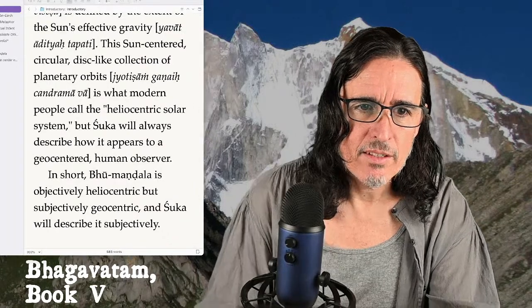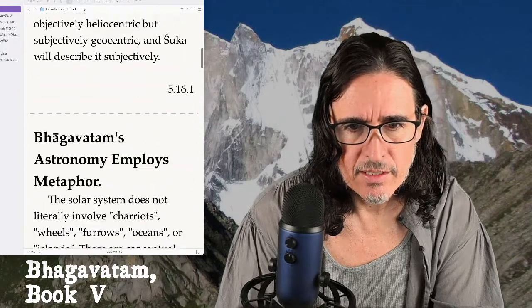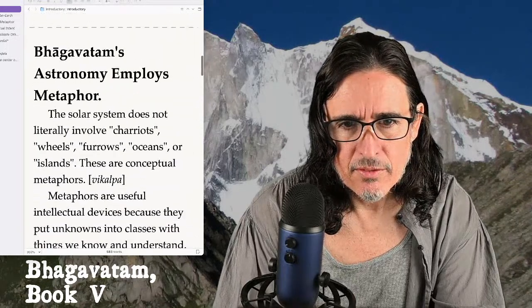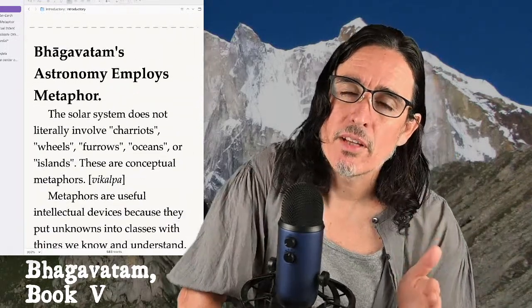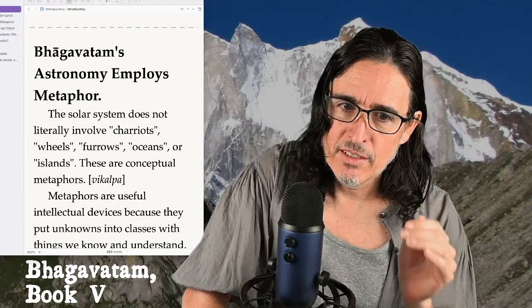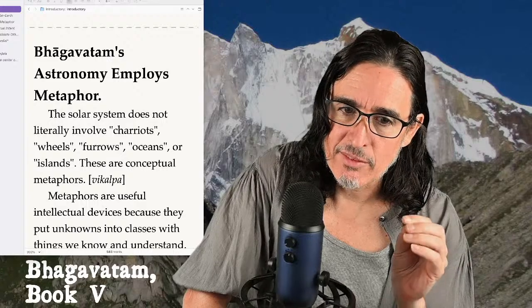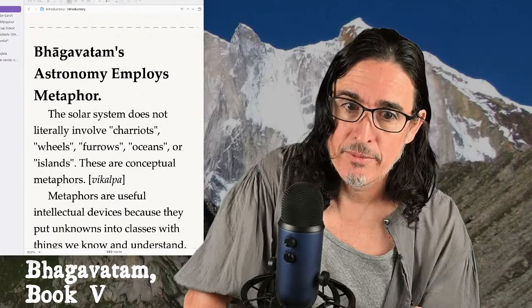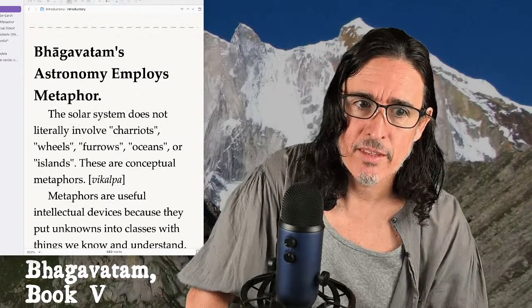Now the next point is that the way that the Bhagavatam will describe cosmology will use metaphor. The solar system does not literally involve chariots, wheels, furrows, oceans, and islands. These are conceptual metaphors which are called vikalpa. And this is from the second statement in this chapter.